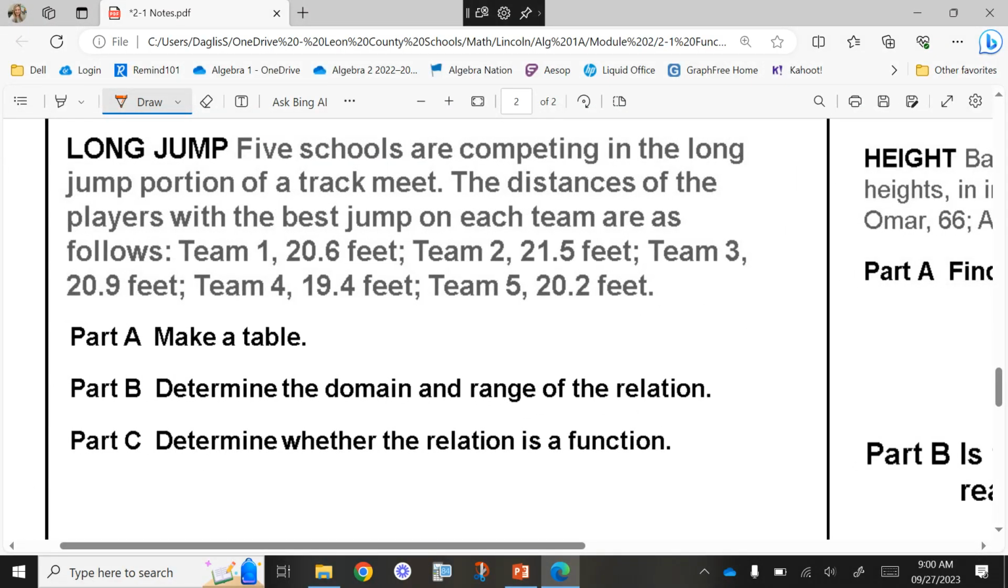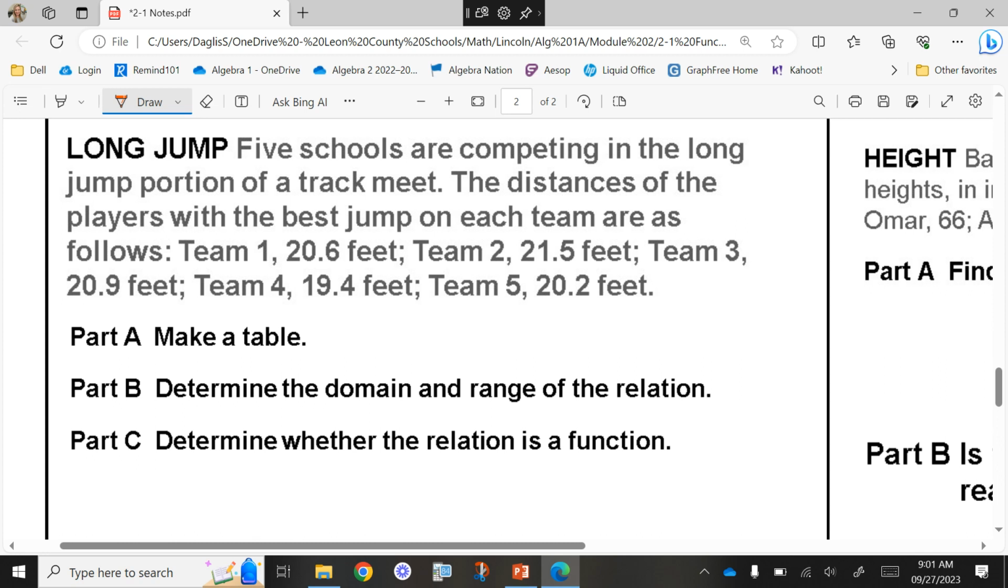5 schools are competing in the long jump portion of a track meet. The distance of the players with the best jump on each team are as follows. Team 1 went 20.6 feet. Team 2 did 21.5 feet. Team 3, 20.9 feet. Team 4, 19.4 feet. And Team 5, 20.2 feet. Okay, so we need to figure out, is this a function or is it just a relation?